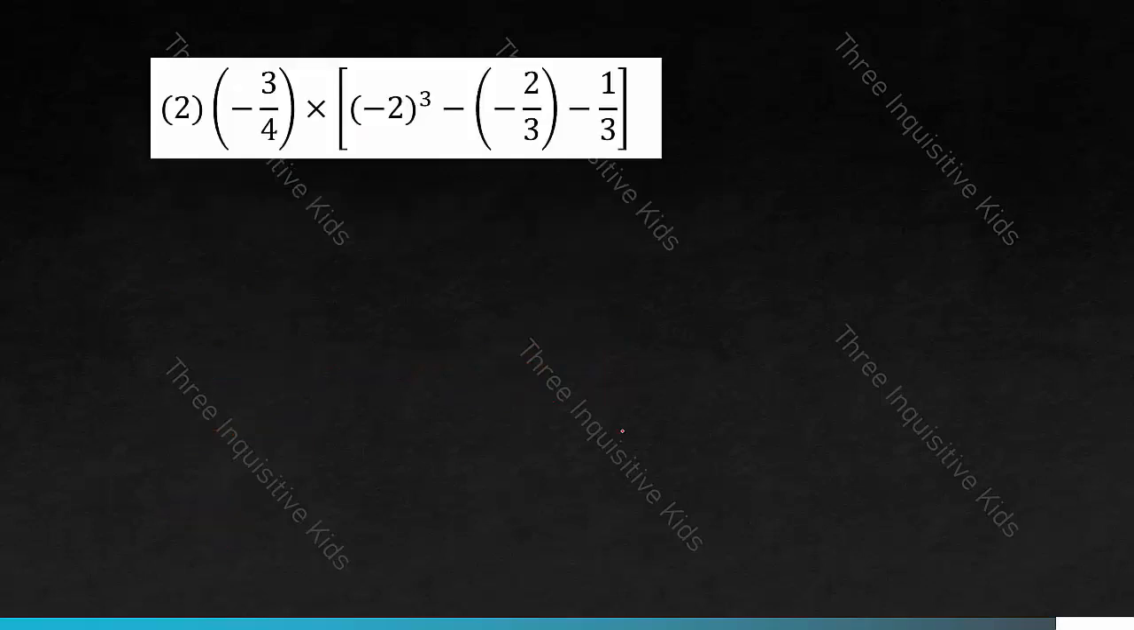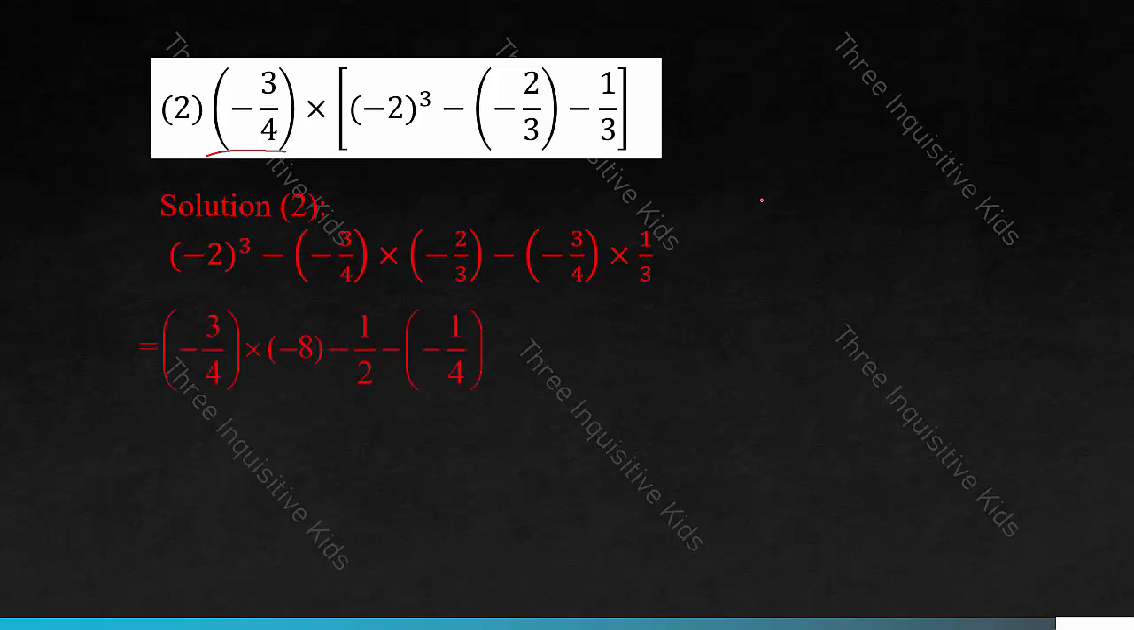Here's example 2. Our solution for this problem is to first use the distributive property of multiplication. You can see that they distributed this -3/4 into the polynomial. And now, since we've gotten rid of our brackets and parentheses, we can move on to solve the exponents. -3/4 times -8 minus 1/2 minus -1/4. Then you cancel out and we're left with 5 3/4.